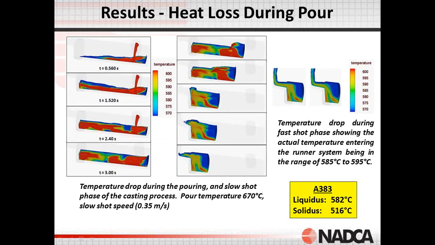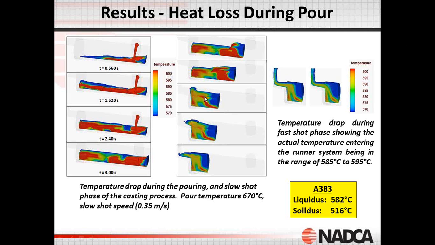Here are the results of a simulation in which the pouring occurs within 3 seconds, and initially the temperature was 670 Celsius. We can see there are local areas within the shot sleeve where the metal is in the range of 570 Celsius, so you can have as much as a 100 degrees Celsius drop in temperature just from pouring. And in the slow shot, it reduces, but not quite as much.